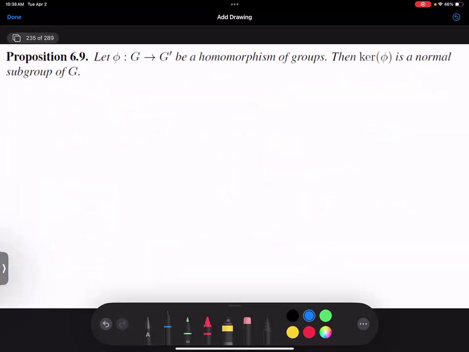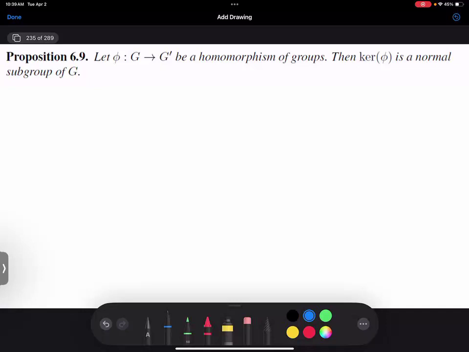Okay, the next proposition is really nice. It gives us a way to find normal subgroups. So let phi be from G to G prime a homomorphism of groups, then the kernel of phi is a normal subgroup of G. Now, it's possible that the kernel of phi might be all of G, or it might be the identity. In those cases, unfortunately, we get a trivial normal subgroup. But if the kernel of phi is not the identity and it's not all of G, then all of a sudden, we have constructed a normal subgroup of G. And then we can use this to try to decompose G and break things down and understand them.